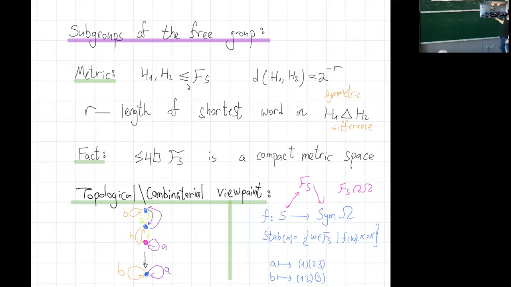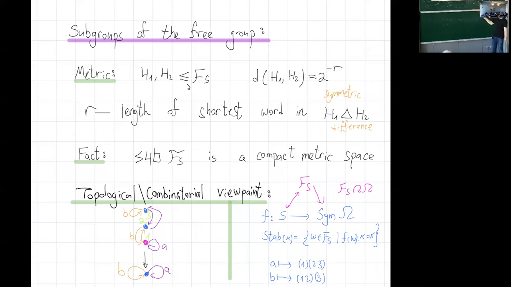And you can see that the association here is that if you send A to the permutation that swaps 2 and 3, and B to the permutation that swaps 1 and 2, and you just enumerate the vertices here as 1, 2, and 3, you will see that the stabilizer of 1 is exactly the fundamental group of this covering.